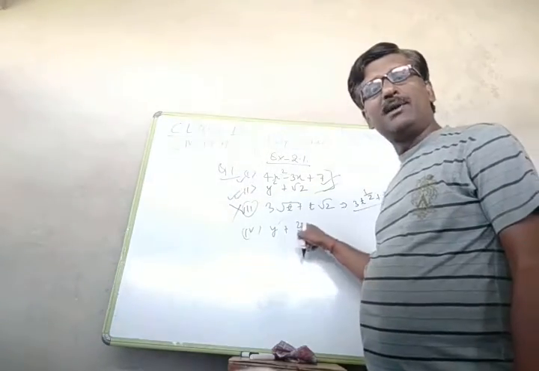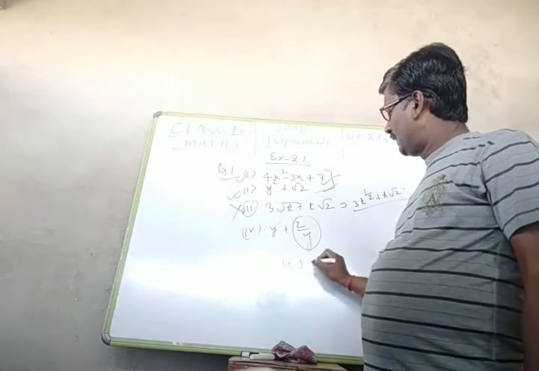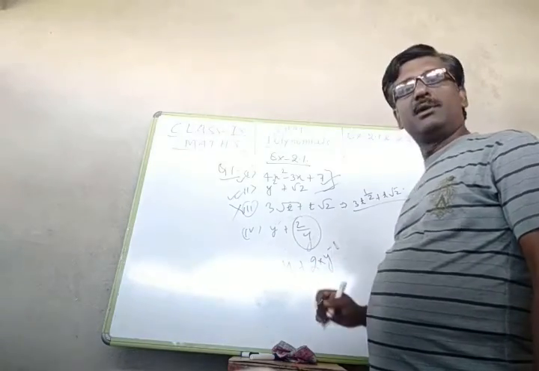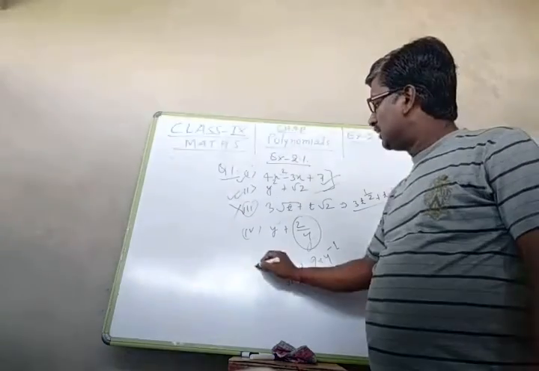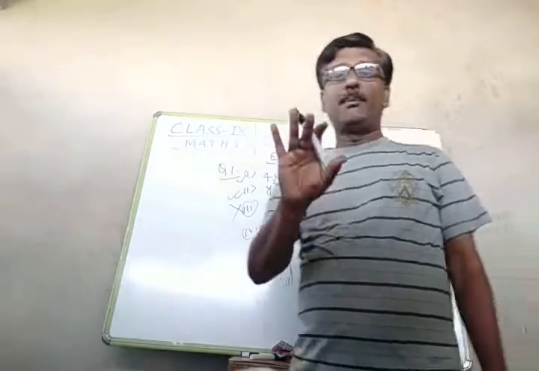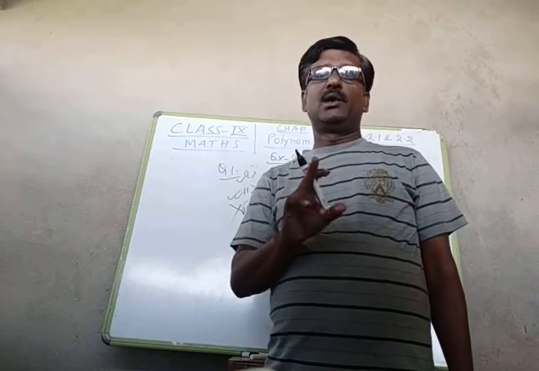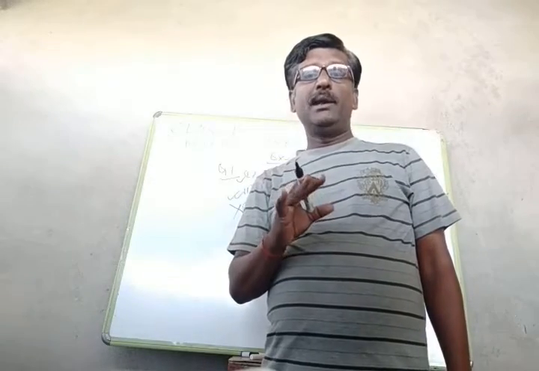See, y plus 2 by y. This can be written as y plus 2 into y raised to power minus 1. So once again the power is negative, so this is also not a polynomial. To be a polynomial, the power of each variable term should only be non-negative.